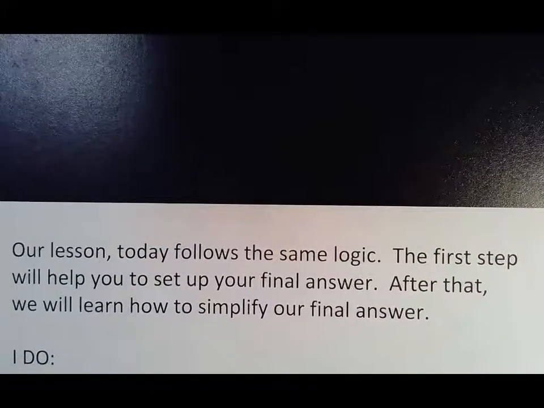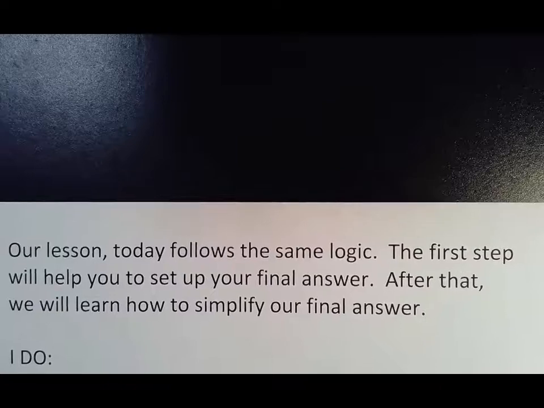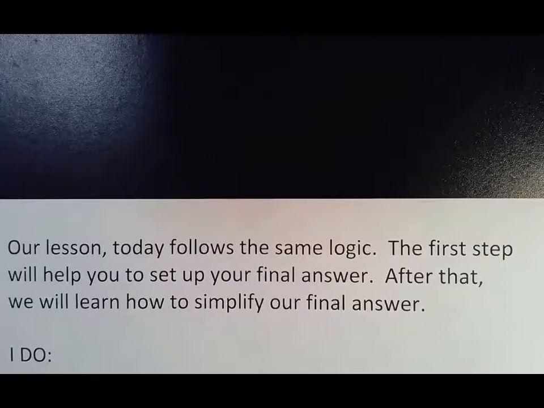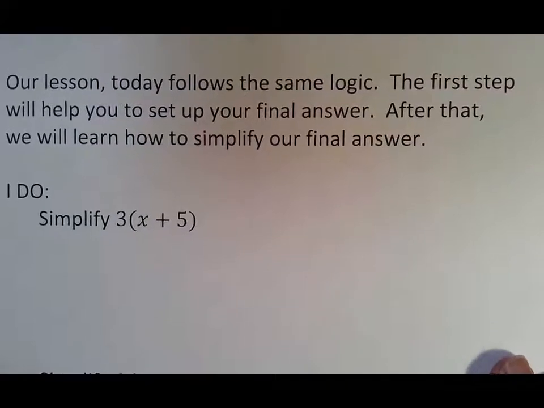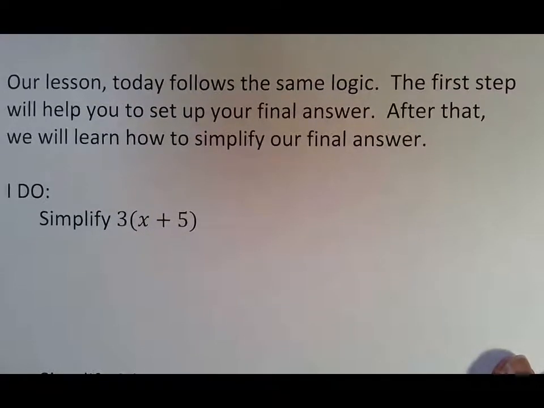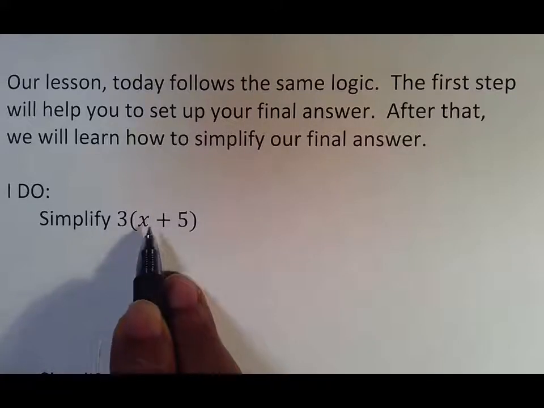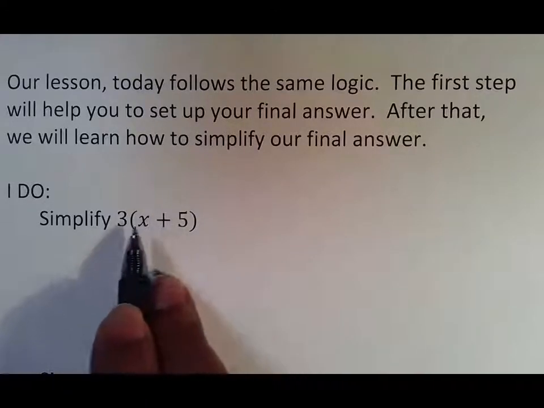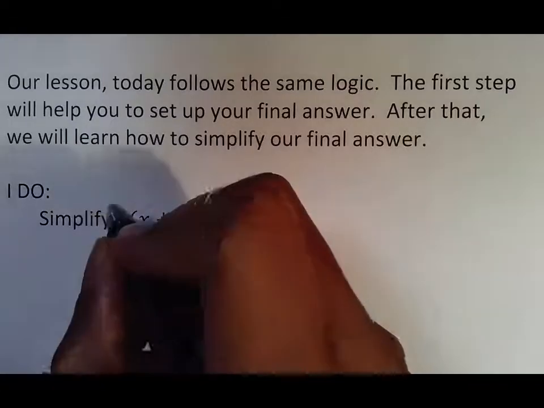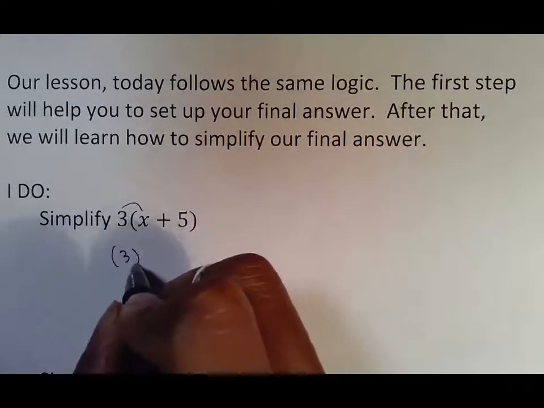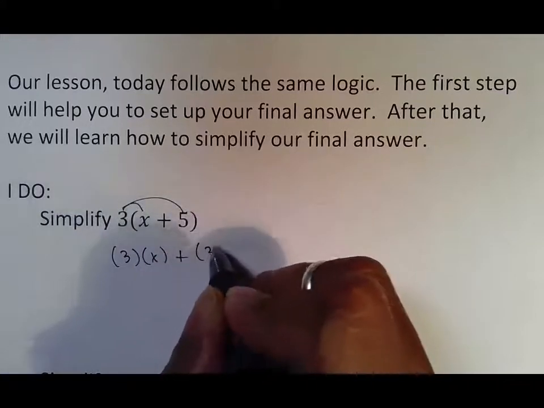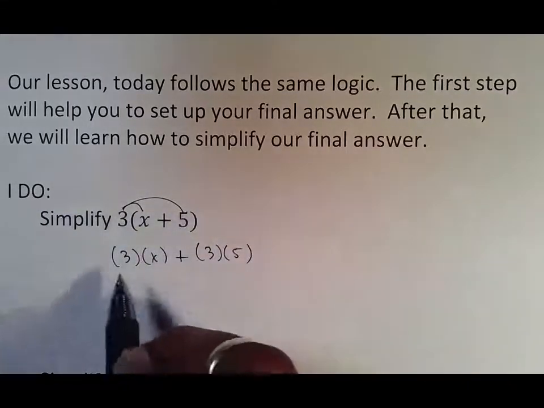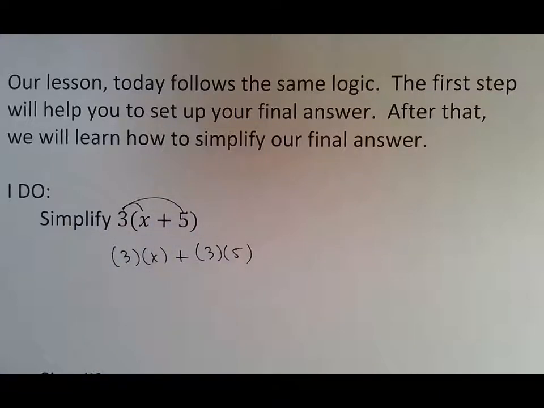So our lesson today is going to follow that common sense approach, that same logic. The first step will help you set up your final answer. After that, we'll learn how to simplify our final answer, which isn't that bad. So take a second to watch this. And again, if you have any issues with it, make sure you ask questions or send an email, whatever it might be. So here, we're actually dealing with numbers. In this case, x and 5 are friends. That's why we want to get used to it. And 3 wants to meet them. So we will write 3 in parentheses, x in parentheses, and 3 in parentheses meeting 5. So 3 meets x and 3 meets 5.